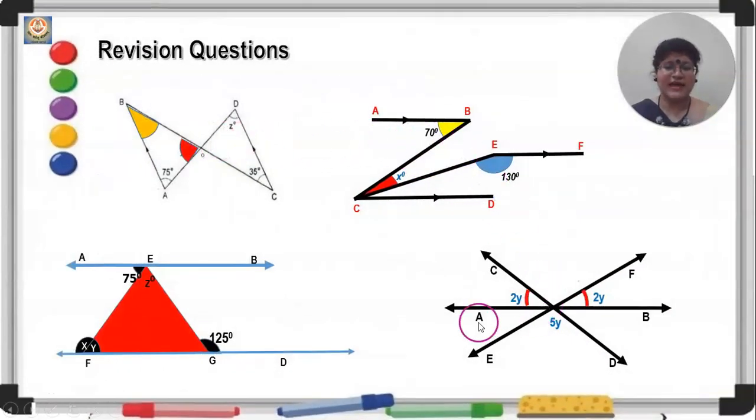If you look at these diagrams, these were some of the revision questions that were done in the earlier video lesson. It was given as homework. I hope you have solved them with proper statements and steps. The answers to these were also given. So revise these diagrams, revise these questions.